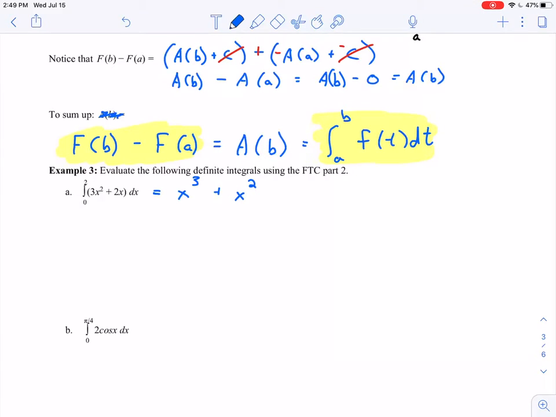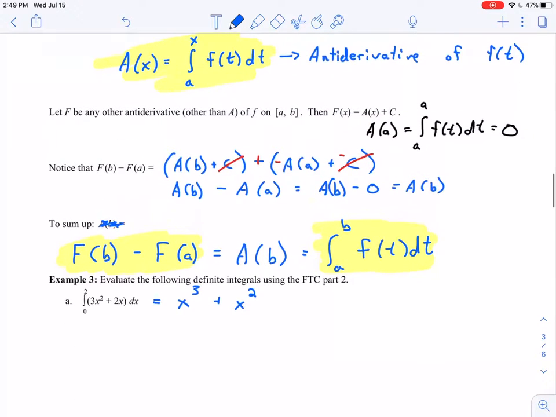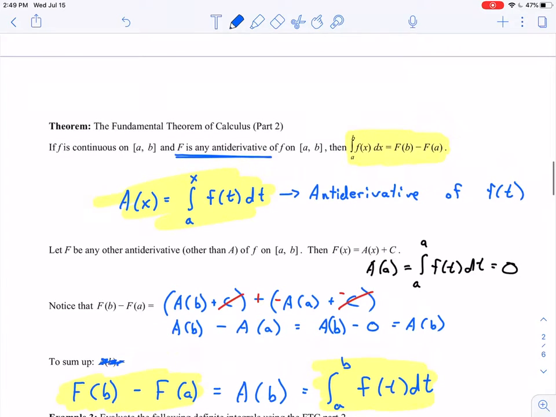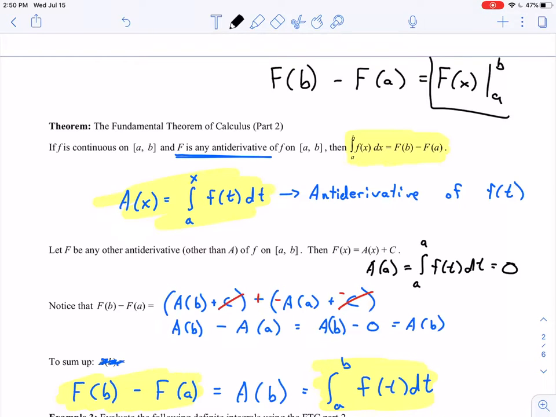One thing I actually just forgot to mention, I'm going to add this in. Let me see where I have room to put this. I'm just going to write this up here. We'll come back to that example in just a second. But when we write capital F of b minus capital F of a, the shorthand for this will say capital F of x evaluated at b and at a. So this is a notation that I'm going to be using a lot going forward.